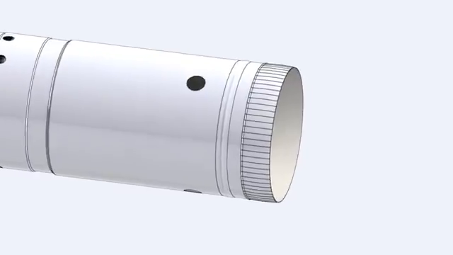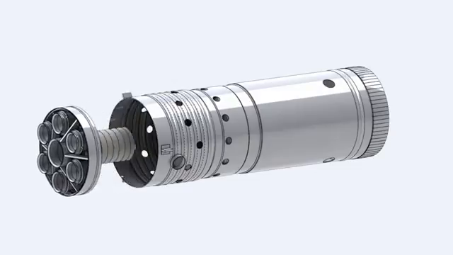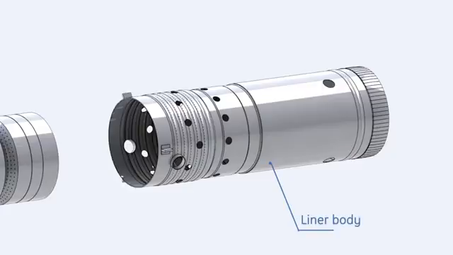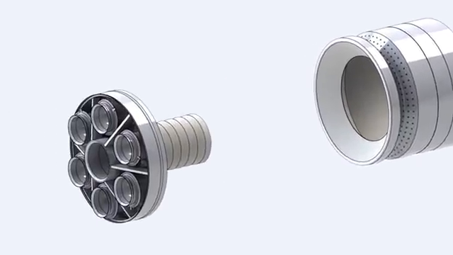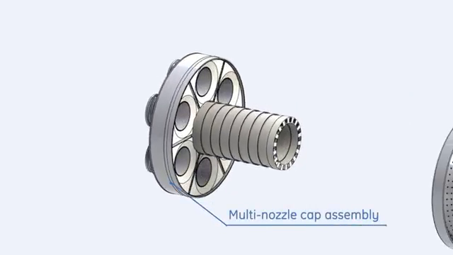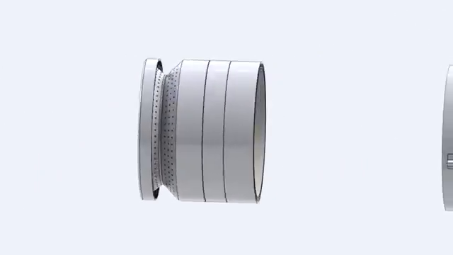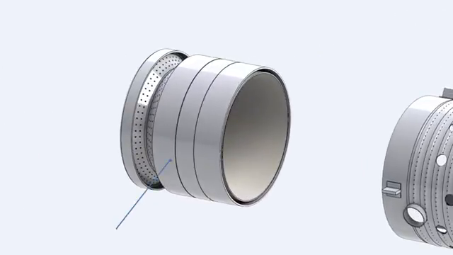Spring seals located at the aft end of the liner prevent the compressor discharge air from leaking into the hot gas path. The liner consists of the liner body, multi-nozzle cap assembly, and the venturi. These parts are assembled together by rivets.